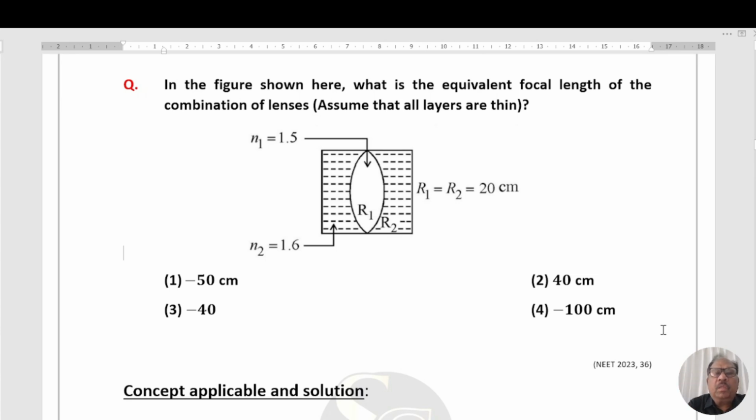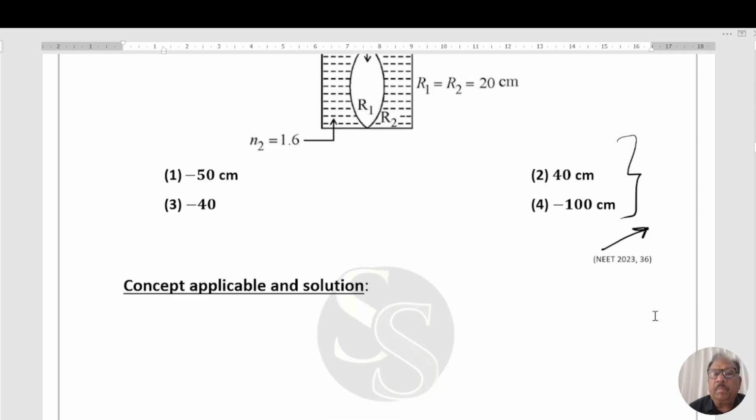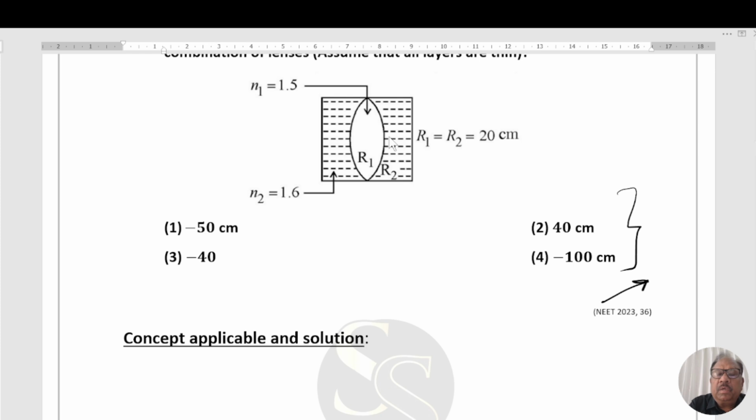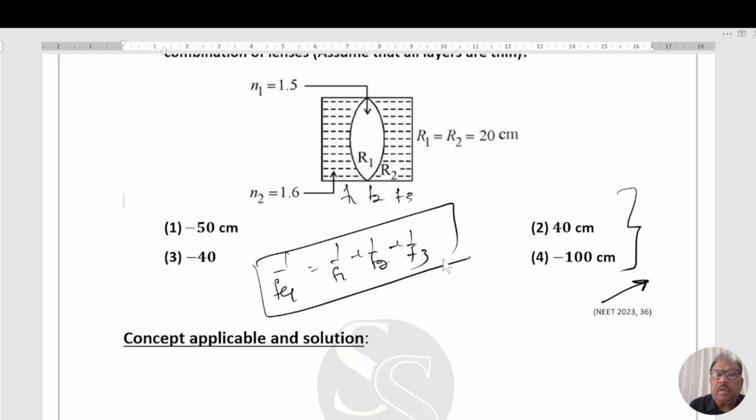Question is, in the figure shown here, what is the equivalent focal length of the combination of lenses? Assume that all lenses are thin. Four options are given to you, one of the options is correct. Question is taken from NEET 2023. Concept applicability and solution. It is a combination of 3 lenses, f1, f2, f3. So 1 over f equivalent will be equal to 1 by f1 plus 1 by f2 plus 1 by f3. This formula will be applicable finally.